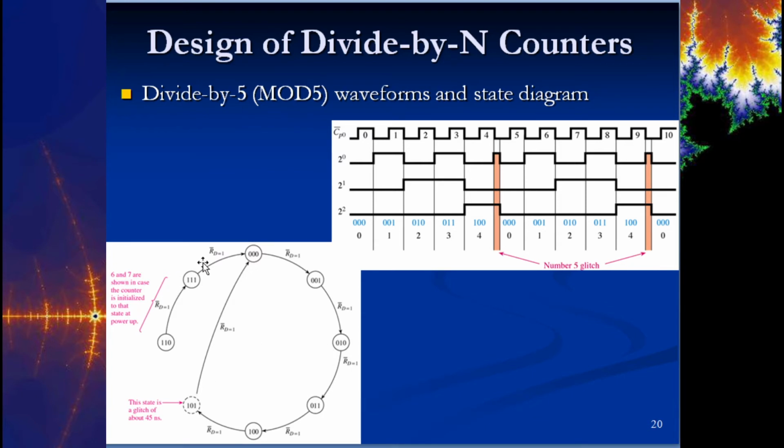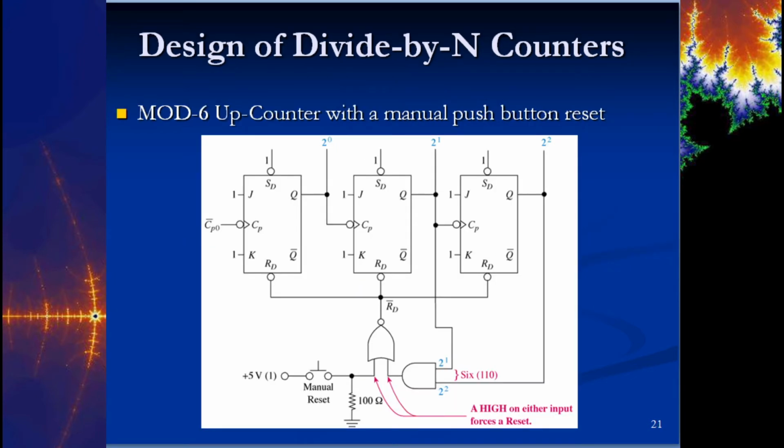But we have a way to prevent this from happening by using an automatic power reset. We talked about that, right? So we can make sure that this has an initial value by using that automatic power up circuitry. And there it is. In this case, this is a mod 6 up counter with a manual push button reset. So it's automatically going to recycle itself if this one and this one are high, because that's 1, 1, 0. That's 6. So we want it to glitch on 6.